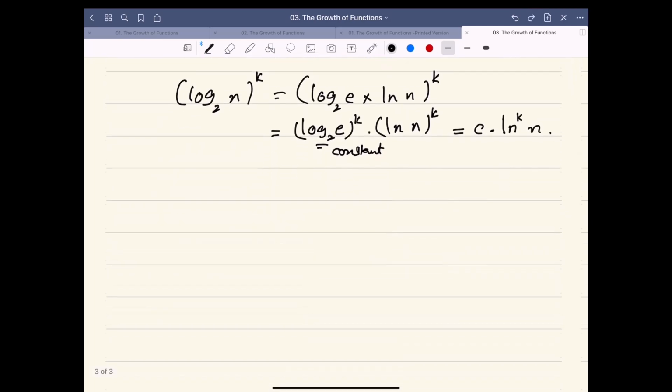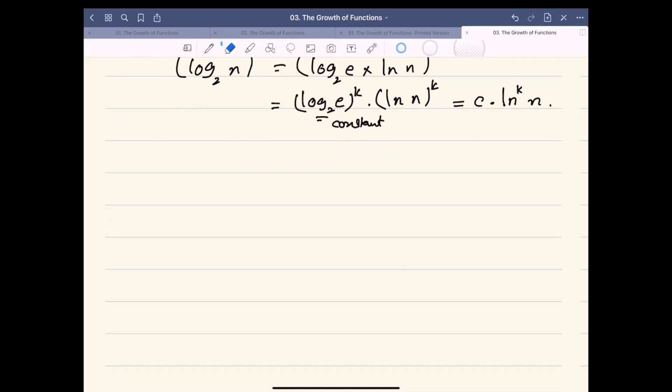So let us start the proof. We need to find the limit. We have a constant multiplied by the limit as n goes to infinity of ln of n raised to power k divided by n. Now you know that when n goes to infinity, this function is equal to infinity, and also n goes to infinity. So we will apply L'Hopital's rule.